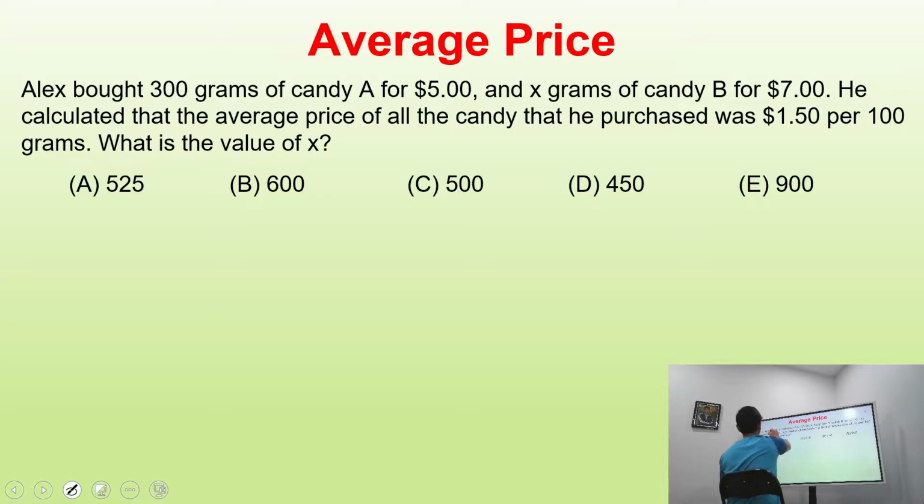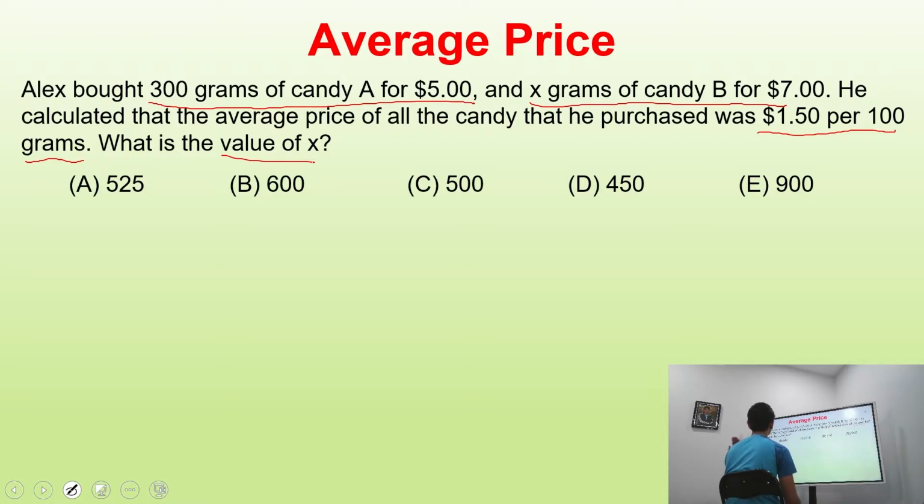So it says that Alex bought 300 grams of candy A for $5, so that's important. And he also bought X grams of candy B for $7. And then he also calculated that the average price of all the candy that he purchased was $1.50 per 100 grams. And we just have to find the value of X. So what I'm going to be doing first is writing down all of the information that we're already given, and then from there we can start solving the problem.